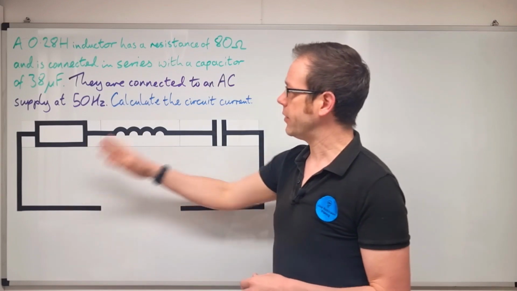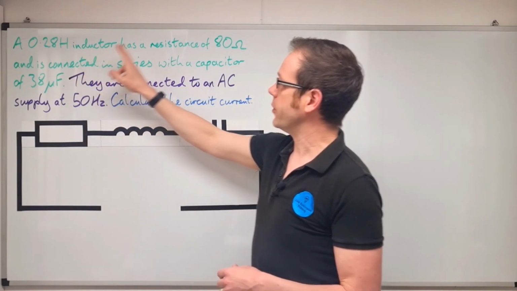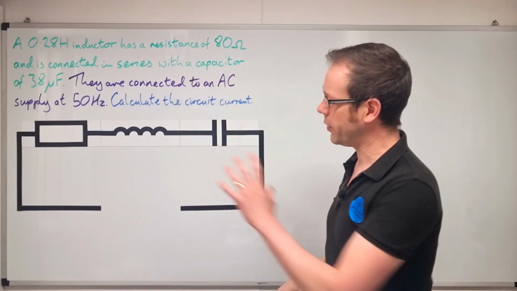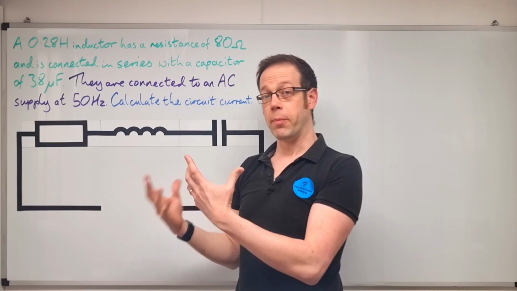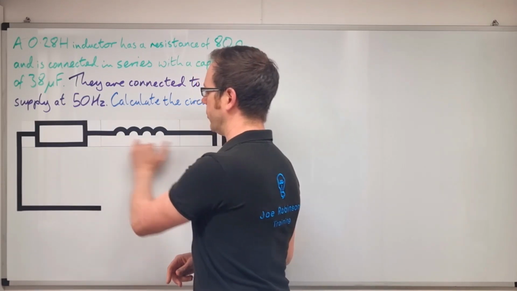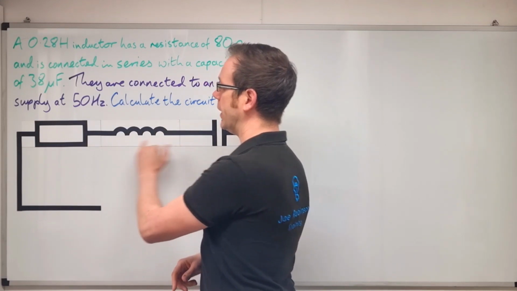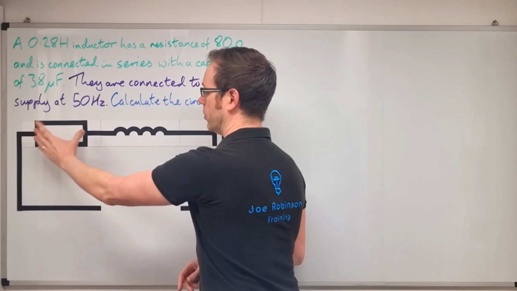So we've got a series circuit and we've got a 0.28 henry inductor with a resistance of 80 ohms. So what I've done is I've taken that inductor and I've broken it down into its component parts. So we've got here the inductive part of that represented by this coil, and then we've got the resistance of the coil separated out as an individual component.